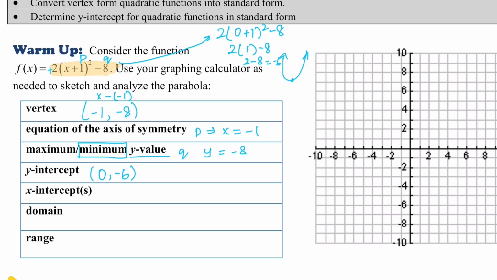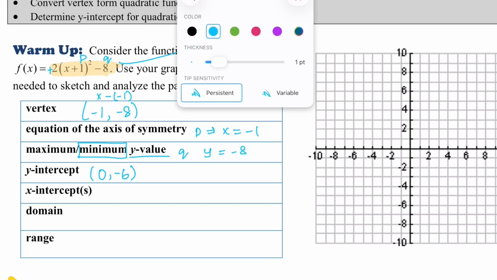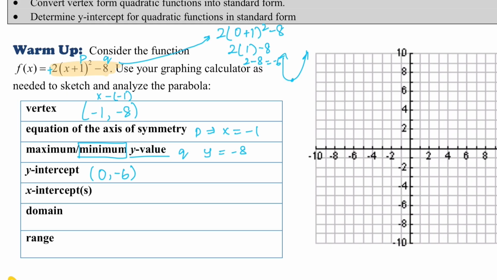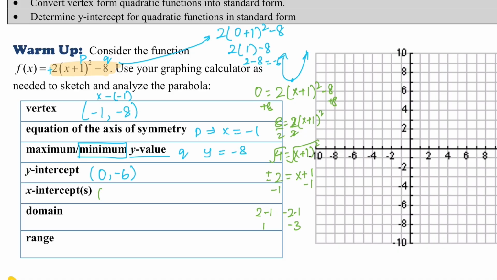Let's find out our x-intercept. That's when your y is equal to 0. So 0 is equal to 2 times x plus 1 whole square minus 8. Plus 8 on both sides gives us 8 is equal to 2 times x plus 1 whole square. Divide 2 on both sides, that gives me 4 is equal to x plus 1 whole square. Square root both sides, you get plus minus 2. Don't forget to have the minus sign. -1 both sides, 2 minus 1 is 1, and -2 minus 1 is -3. So our points are going to be 1, 0 and -3, 0.